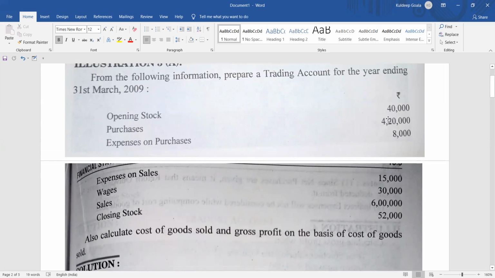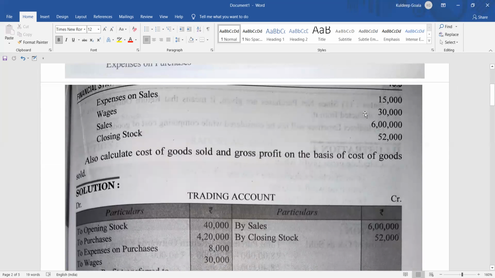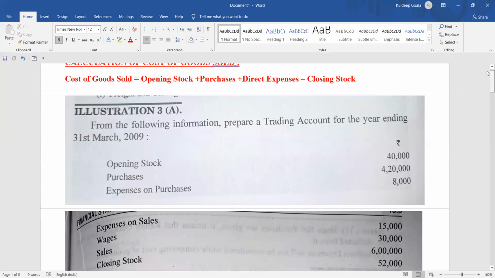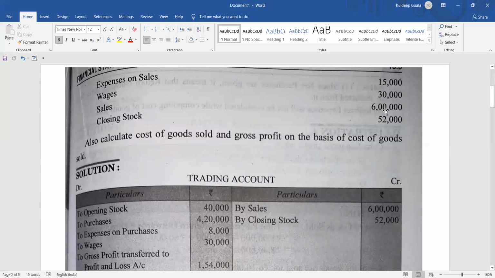So first of all, we have opening stock of 40,000 that will go in the debit side, right? Purchases of 4,20,000 will also go in the debit side. Expenses on purchases 8,000 will also go in the trading account debit side. Expenses on sales will go in profit and loss, so it will not come in the trading account. Wages of 30,000 will come in the trading account debit side. Sales of 6 lakh will go in the credit side of the trading account, and closing stock of 52,000 will also go in the trading account credit side. Here we have placed it.